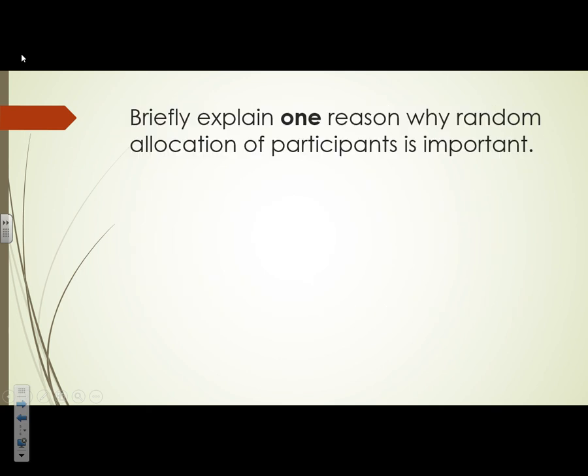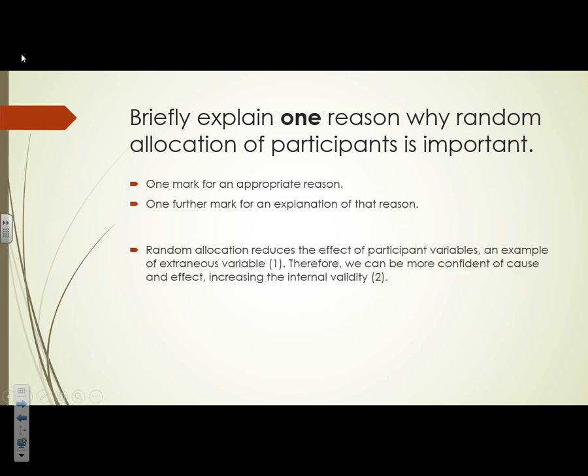Briefly explain one reason why random allocation of participants is important. 1 mark for an appropriate reason and 1 mark for an explanation of that reason. So one of the reasons could be that it reduces the effect of participant variables, which is an extraneous variable. So that would be your appropriate reason. We use random allocation to reduce, not remove, reduce the effect of participant variables. We can never remove them altogether, but we can reduce them, we can control them. Please never ever say remove completely, just say reduce or control. Therefore, we can be more confident of cause and effect, which would increase the validity.